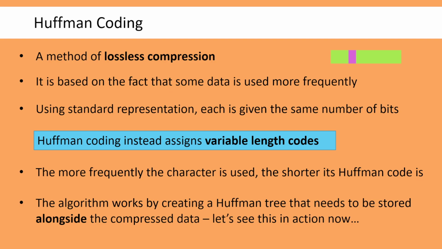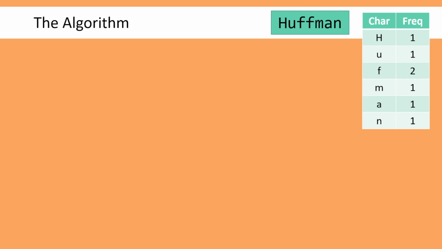Let's take a look at how that works. The algorithm states a few simple and fairly straightforward steps. We can think of the word Huffman, and in this case I could think of the amount of times a letter appears in that sequence. Here, H appears once, whereas F appears twice.